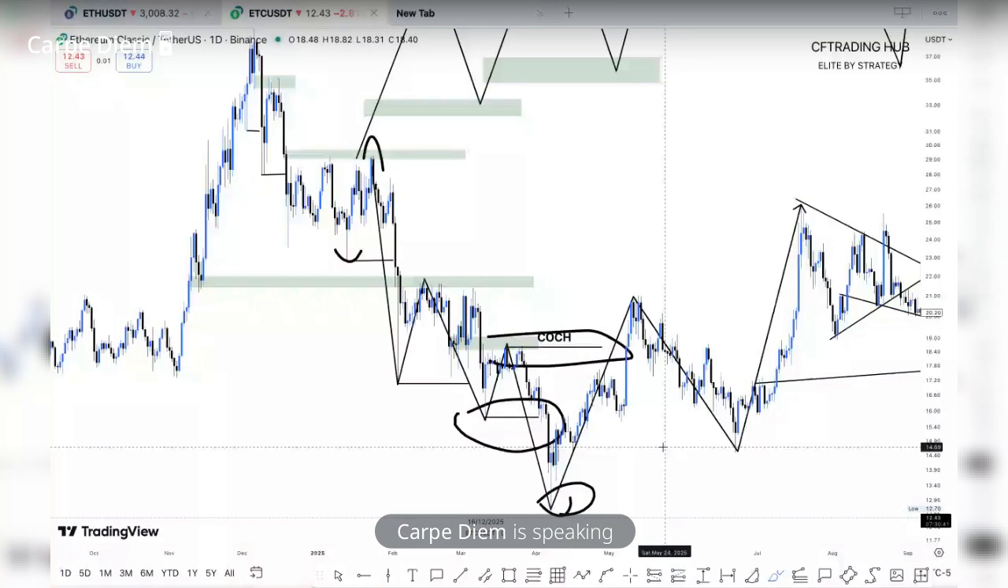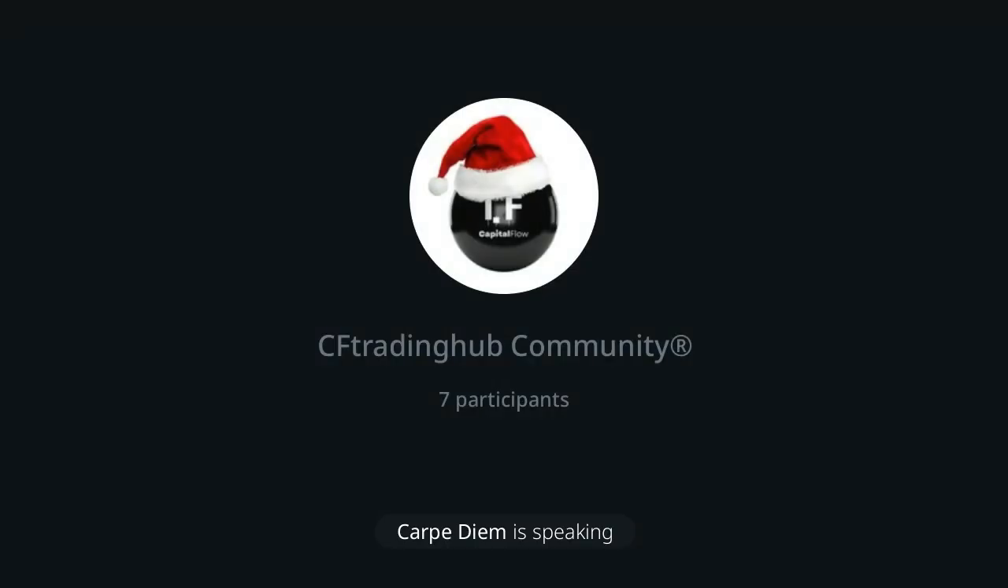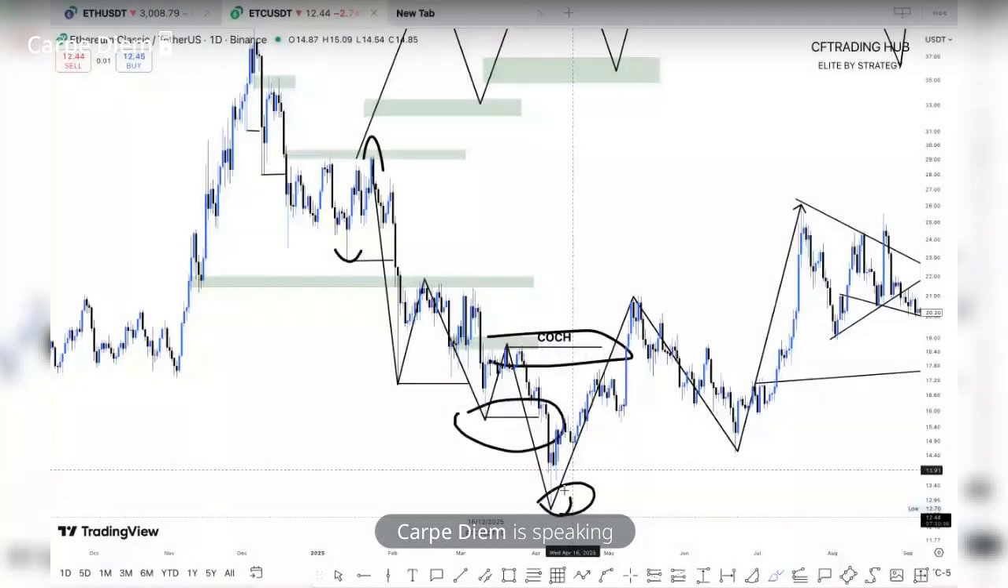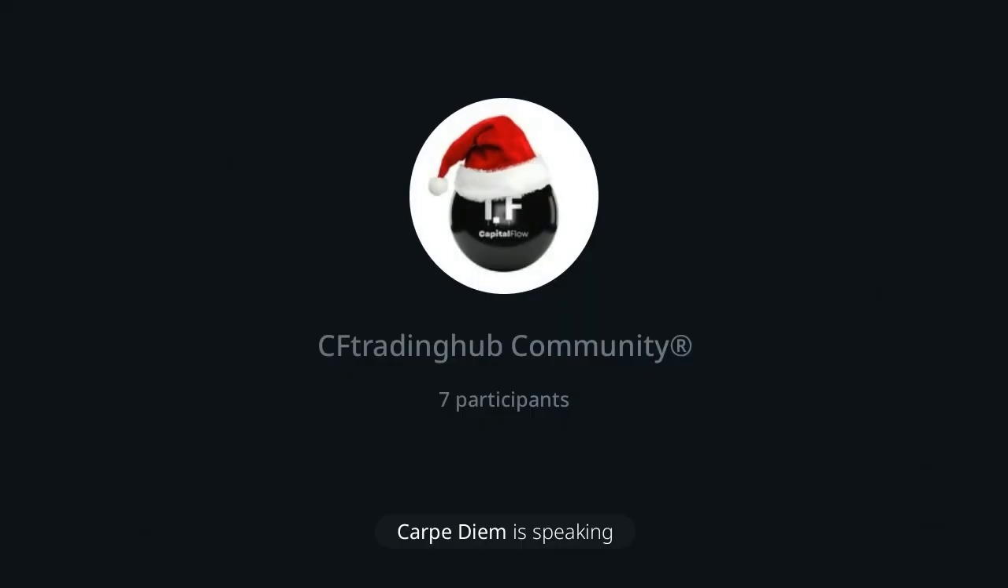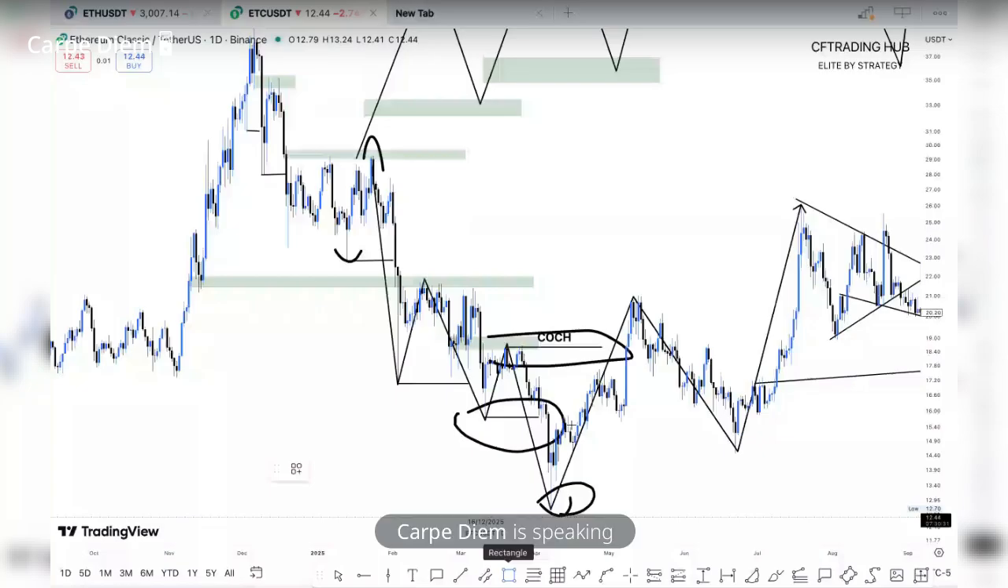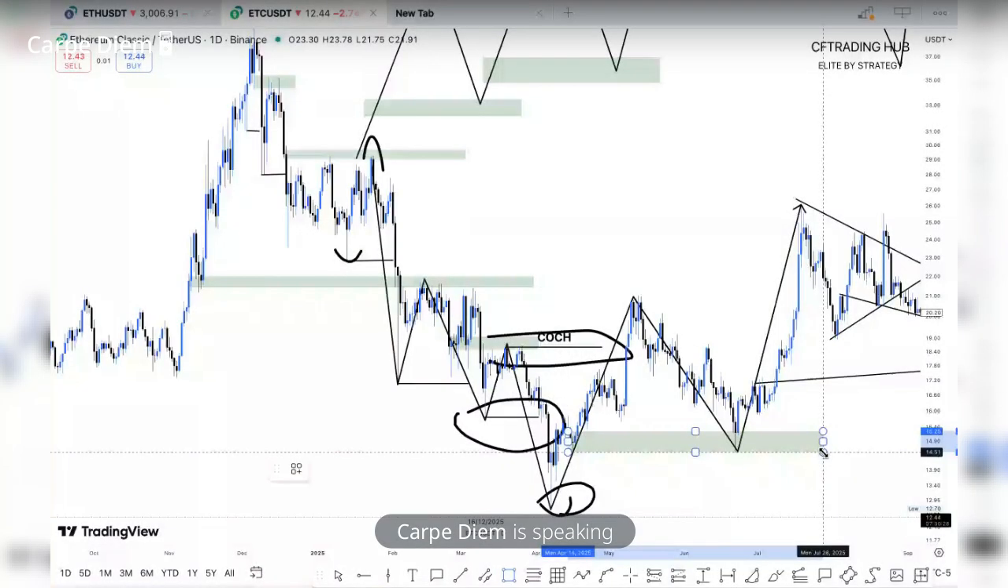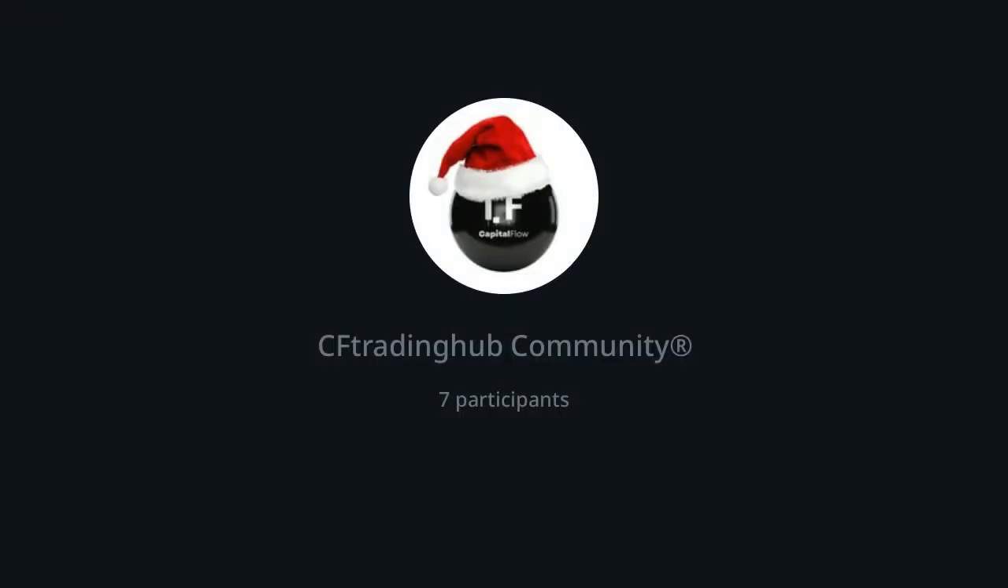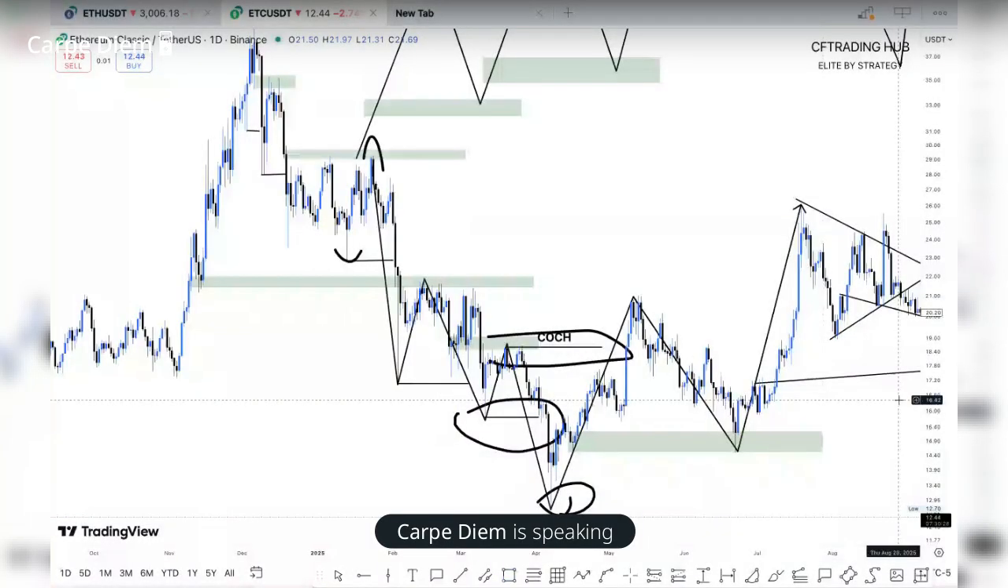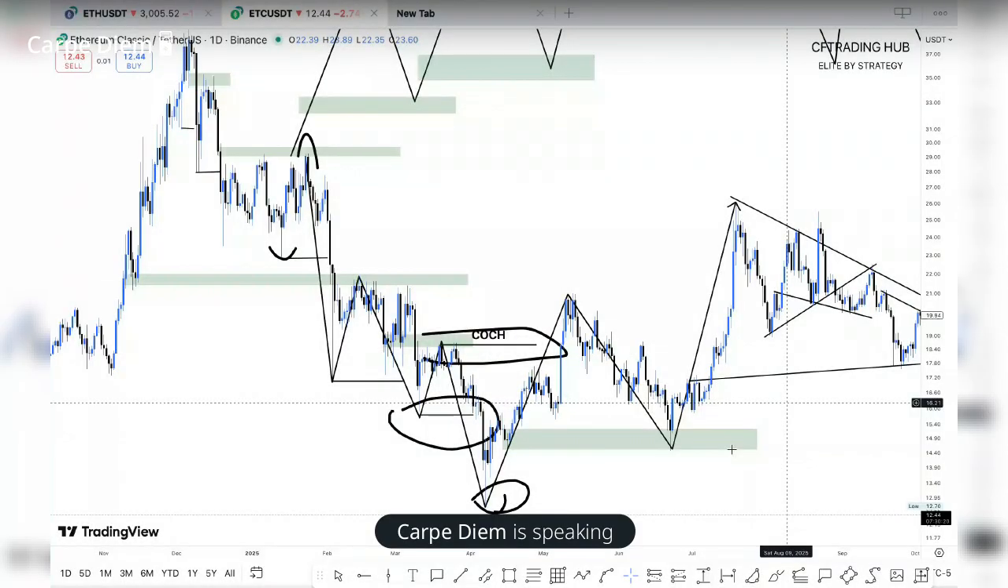So instead of looking for supply blocks, since you've seen a change of character, you'll be looking towards a demand block. And these are demand blocks over here. You can see the market touching it and rejecting perfectly. And after that rejection, we got the next block of structure over here.